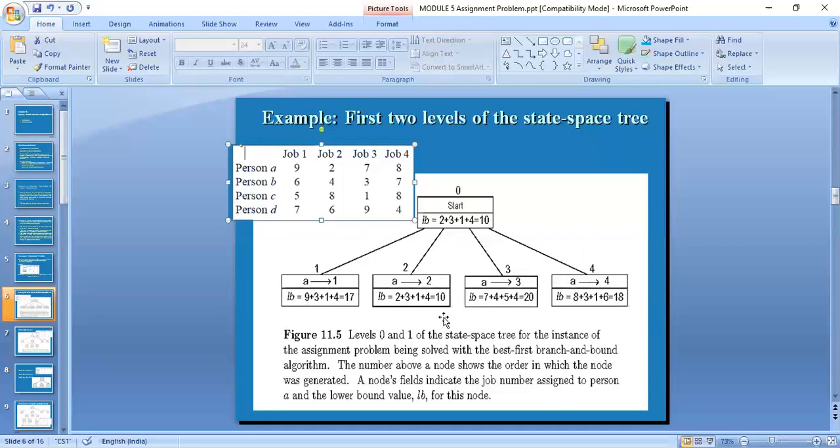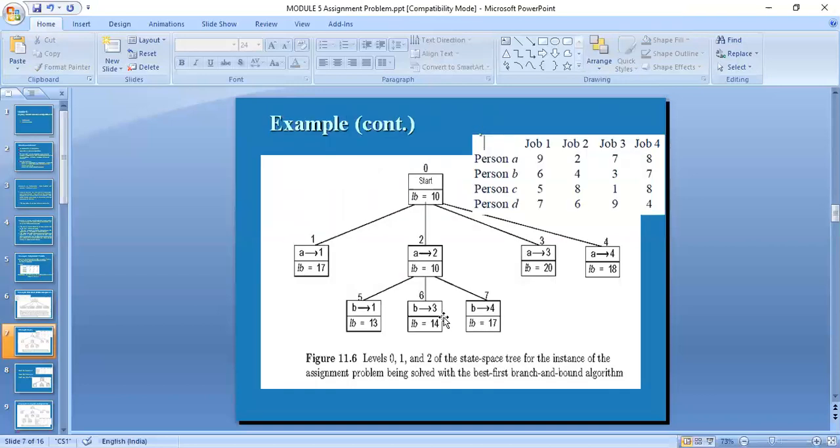So it is a minimization problem. So we are calculating the lower bound value, and since it is a minimization problem, we move ahead with the least value, which is 10. Now, A is already assigned with job 2. So this has to be discarded. So now what are the three choices for B? B is left with job 1, job 3 and job 4. He is left with only three choices.